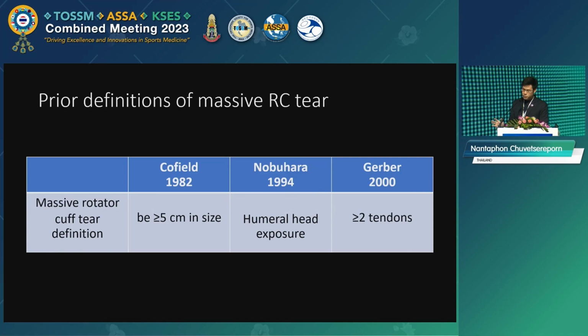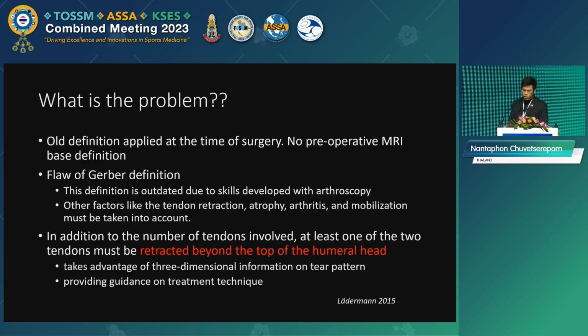This is a summary of the old definitions: more than 5 centimeters from Caulfield, humeral head exposure from Nobuhara, and 2 or more entire tendons detached from Gerber. All of these old definitions had problems.